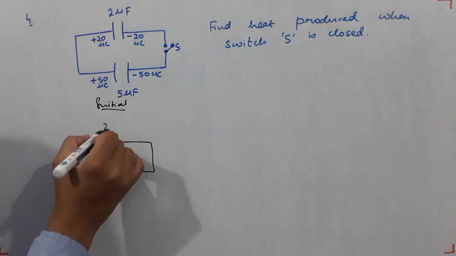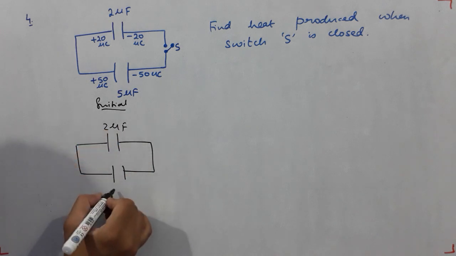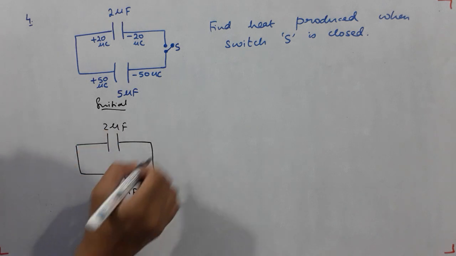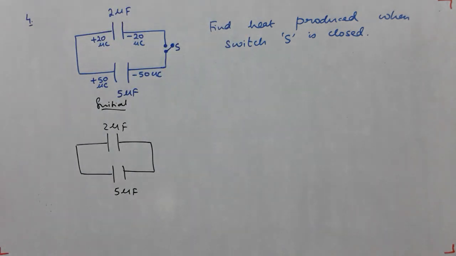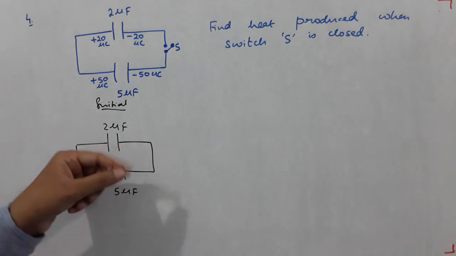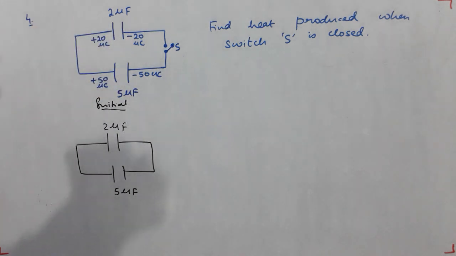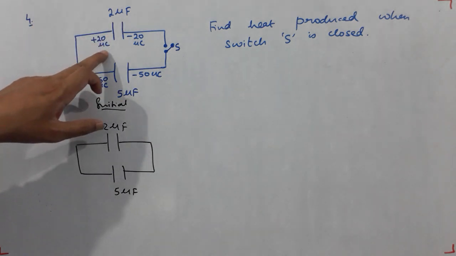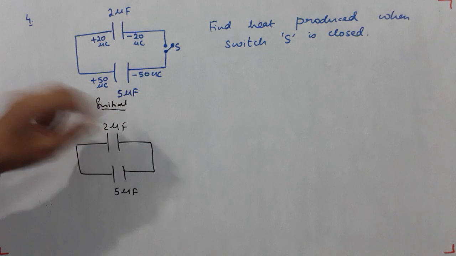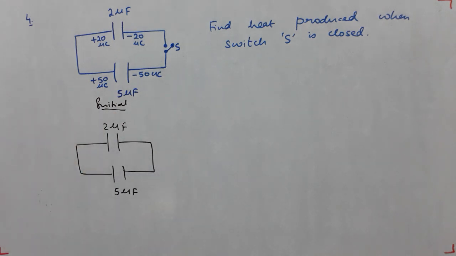The capacitances remain the same, 2 microfarad and 5 microfarad. We have to find the heat produced. On closing this switch, there is a possibility that there will be some redistribution of charges. Earlier the charges were 20 microcoulomb and 50 microcoulomb on these two capacitors. There might be some redistribution.